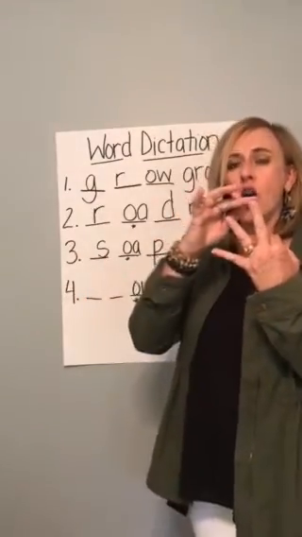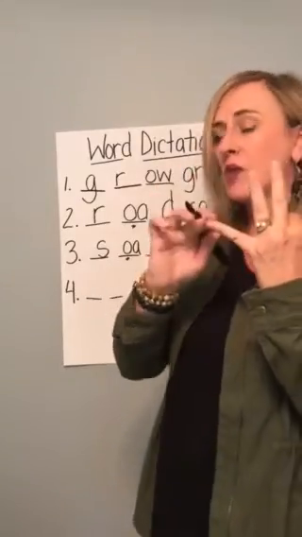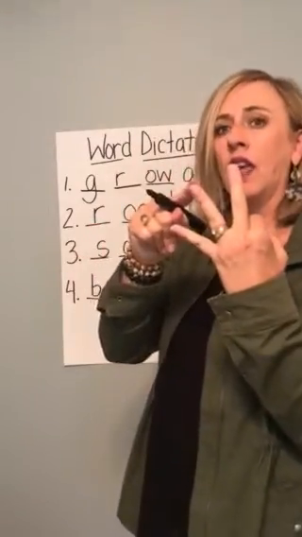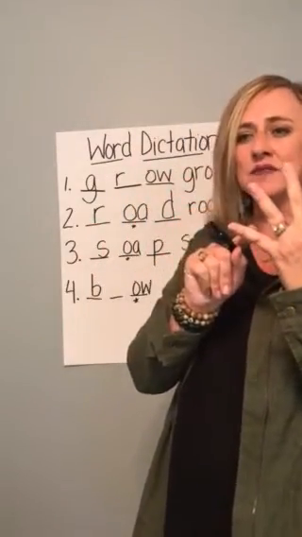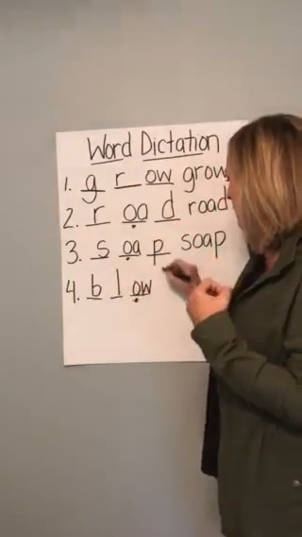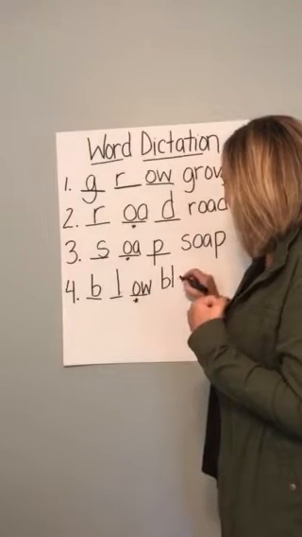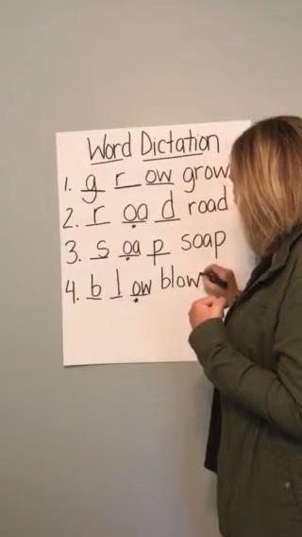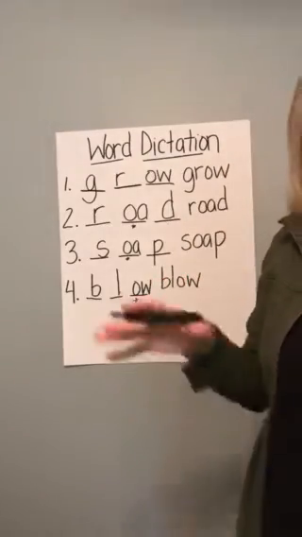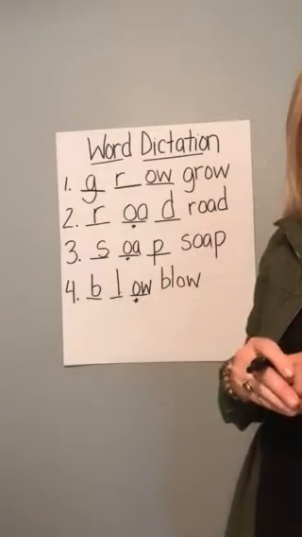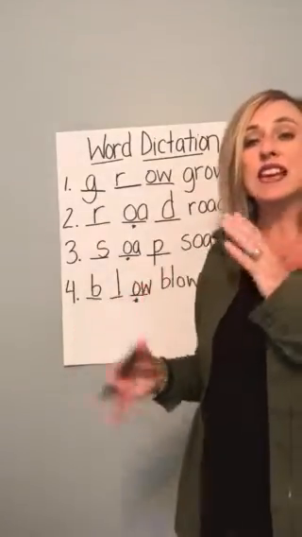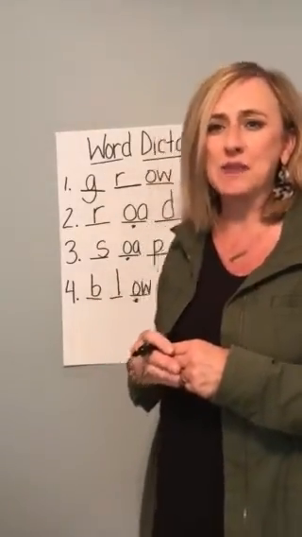B, l, o. The first sound is B. Let's write that letter B. B, B, l. What makes the L sound? Yes, L makes the L sound. Blow. B, L, O, W. Check your spelling. Make sure your spelling matches my spelling. If you have a mistake, hey, no big deal. Just draw a line through it and rewrite the word. The important thing is that even if you do make a mistake, you change that mistake and write it correctly so you get that practice with the correct spelling.